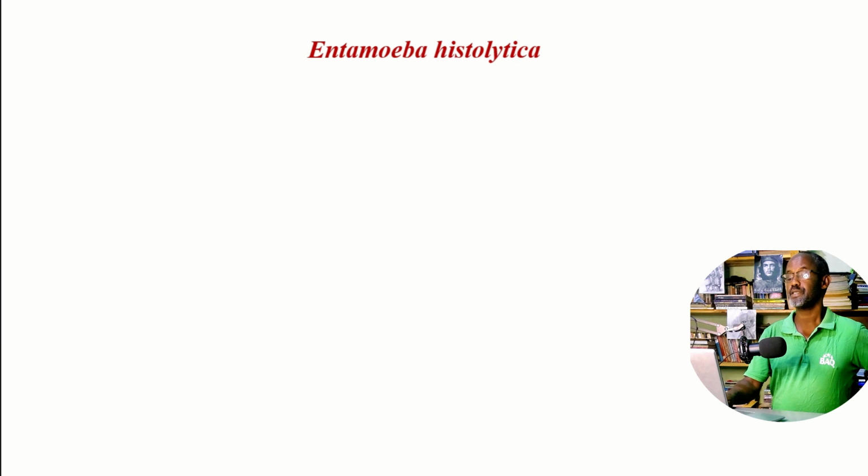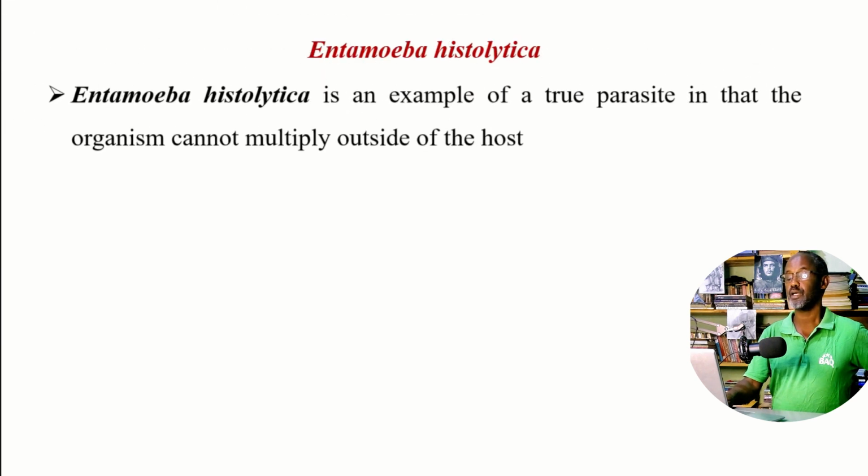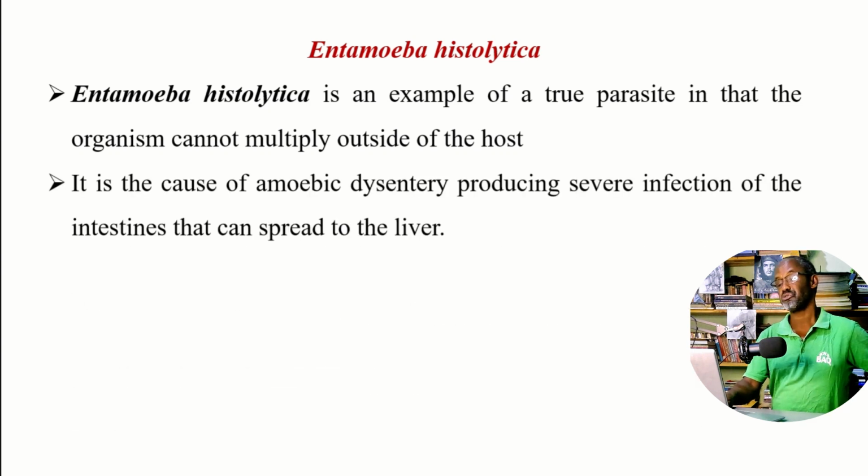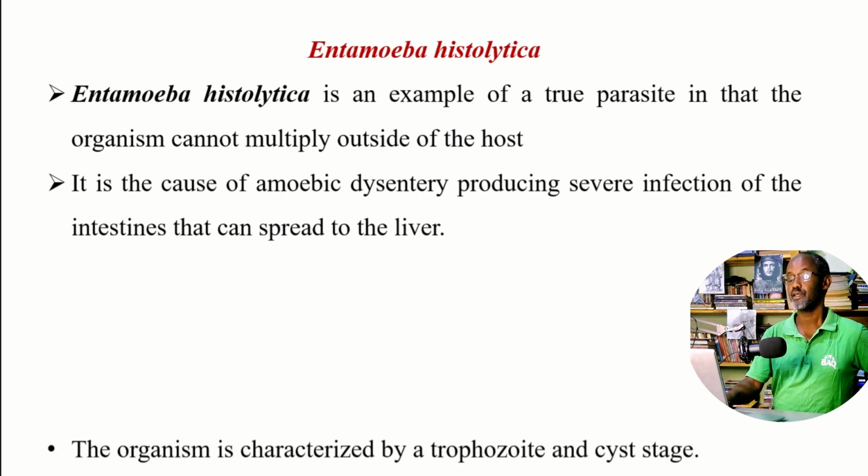One typical example is Entamoeba histolytica, the common GI tract parasite. Entamoeba histolytica is an example of a true parasite in that the organism can't multiply outside of the host. It's a true parasite, of course. It is a cause of amoebic dysentery, mucoid diarrhea, producing severe infection of the intestine that can spread to the liver.